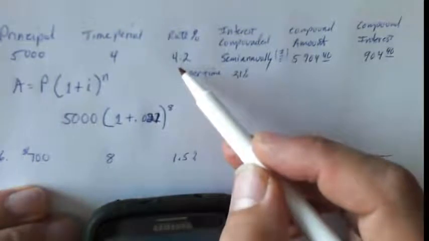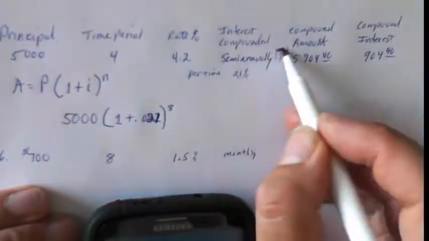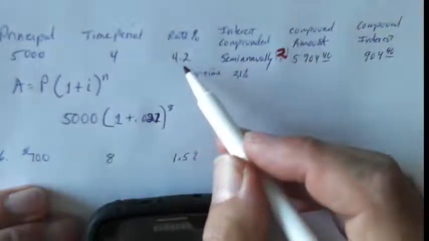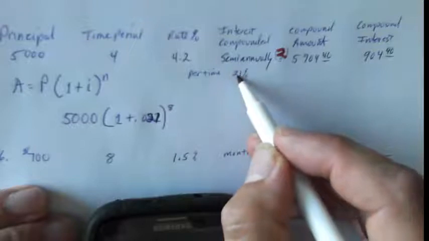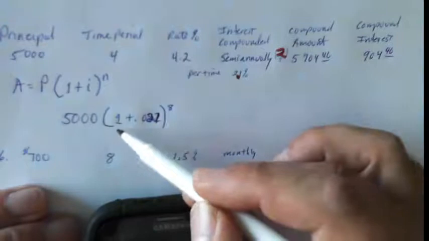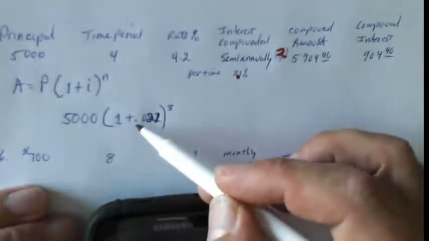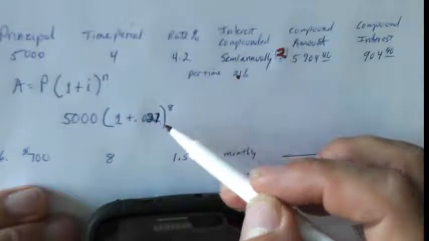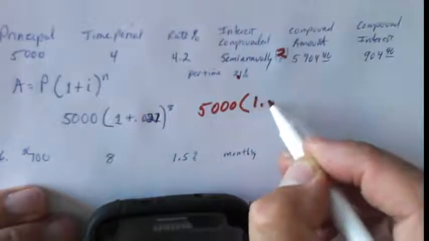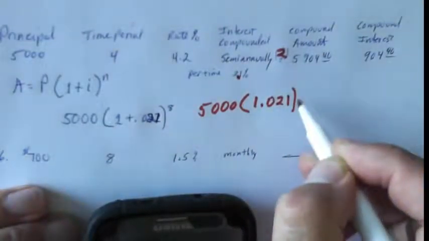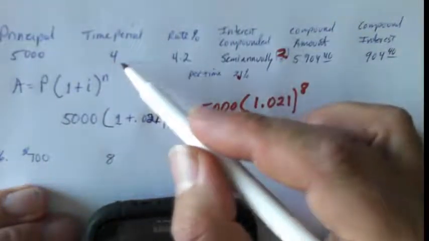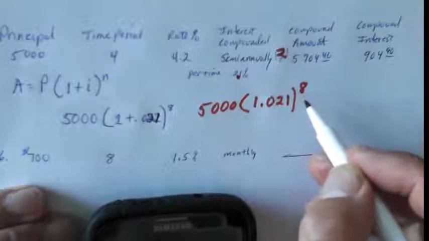So, in the example then on 35, they had the rate of 4.2. Semi-annual, which means that it's twice a year. Okay, so each period then is going to be half the rate of 2.1. All right, so we change that to a percent. So we have 1 plus 0.021. So now I'm going to rewrite that formula then. And that's going to be to the 8th, because there are 2 periods each year. 4 years gives a total of 8 periods.